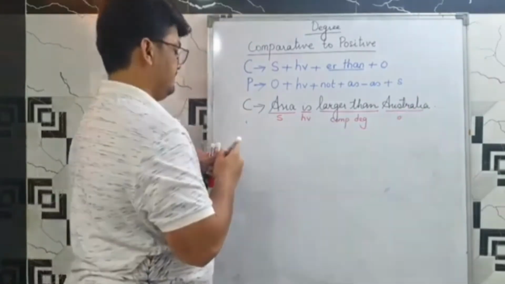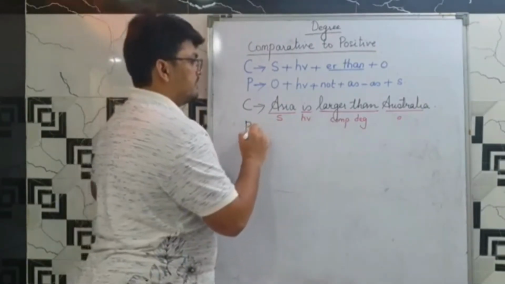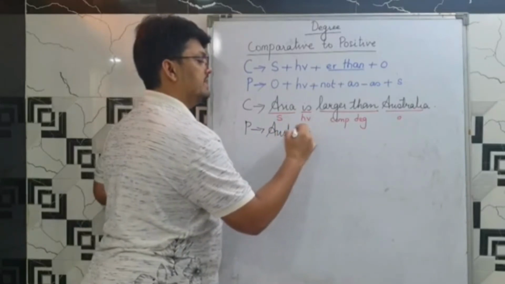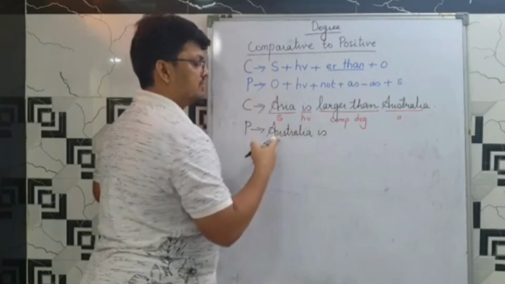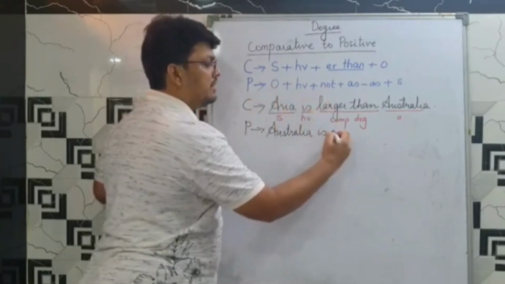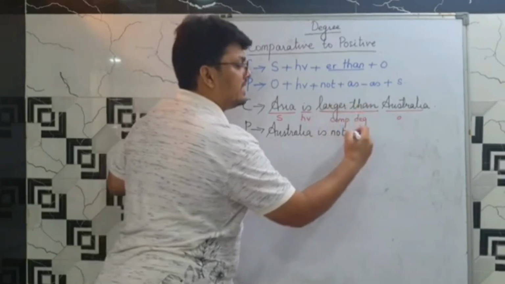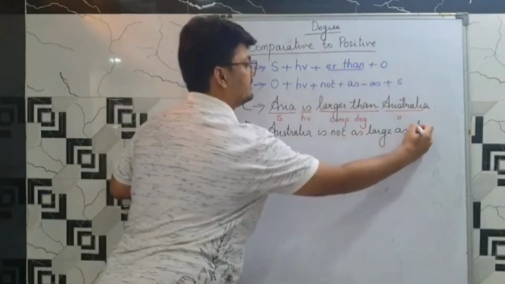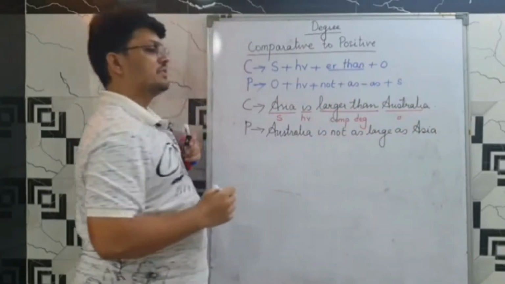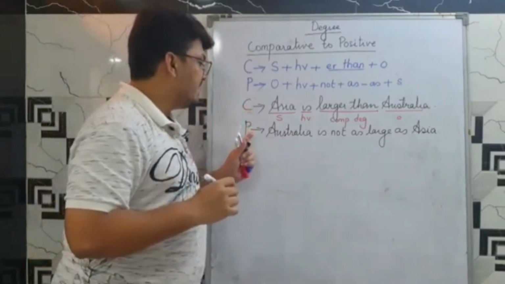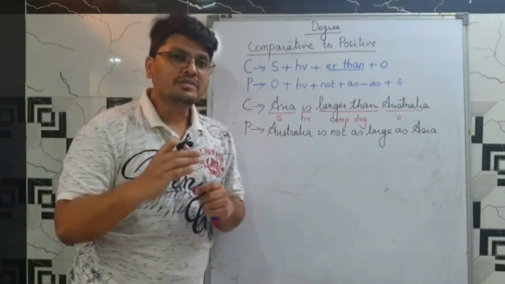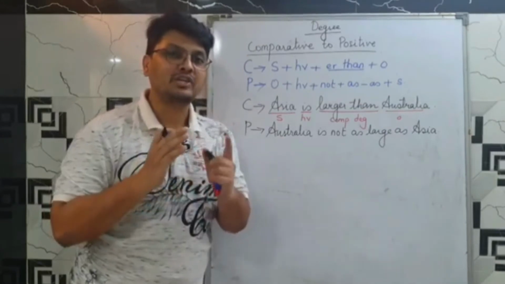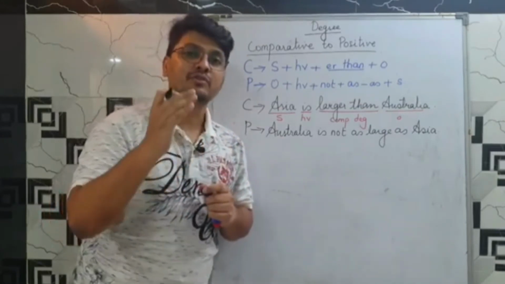Positive degree. Australia will come here. It is singular, so I'll use is. Australia is. Now put not. Larger than will turn into as large as, and Asia will come over here. So see students, I have converted comparative degree into positive degree. Don't you see it is similar to what we studied yesterday, positive to comparative? I told you it's actually a vice versa of positive to comparative.